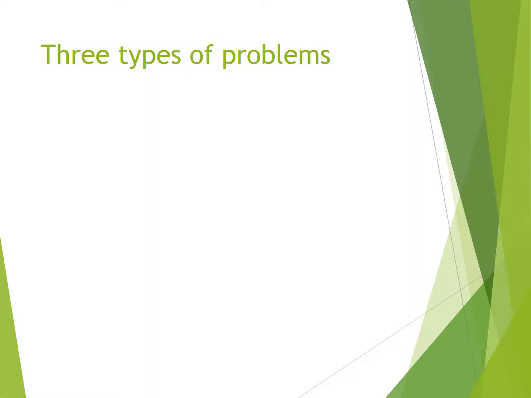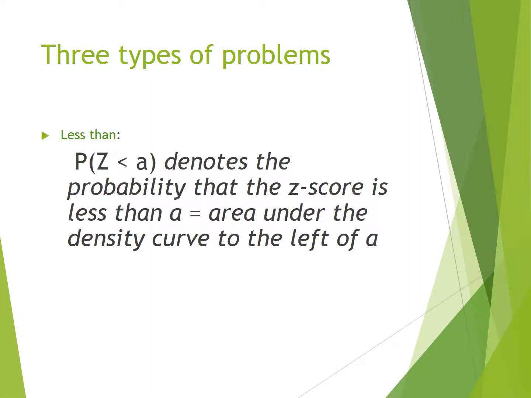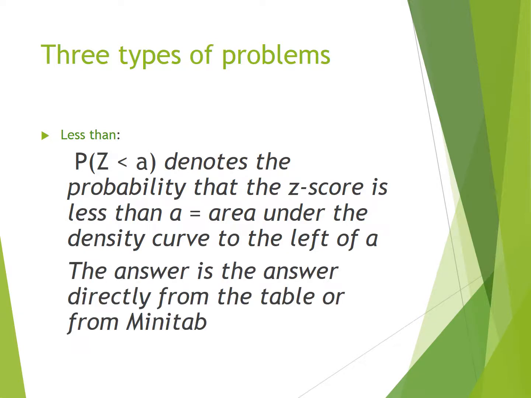So there are 3 types of probability problems. First, we have a less than problem, and that means we're looking for the probability that z is less than some number. This is equivalent to the area under the density curve to the left of a. Less than, the numbers to the left are less than numbers. And then the answer is the answer directly from the table or directly from Minitab.